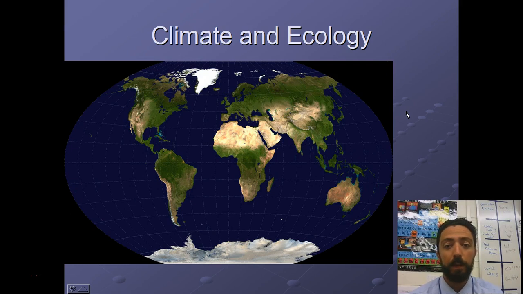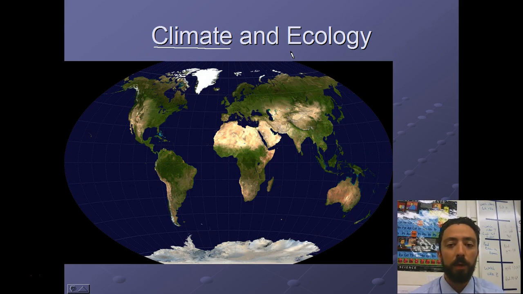This one's about climate and ecology, and we're really going to focus on how the climate plays a role in determining the ecology of an area. And so probably one of the first things I want to define is the difference between climate and weather. It's famously put by Mark Twain: climate is what we expect and weather is what we get.